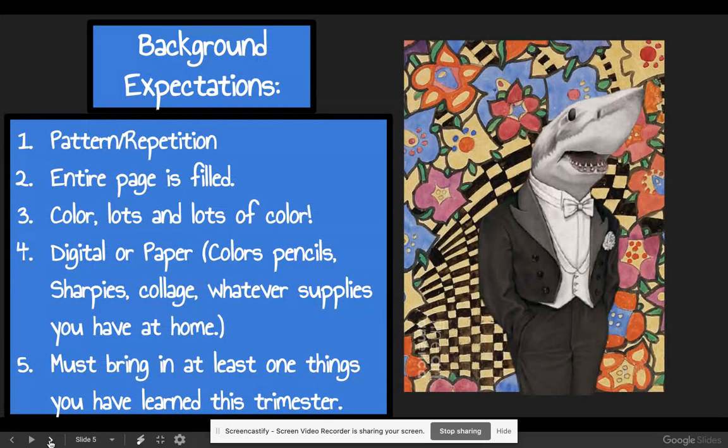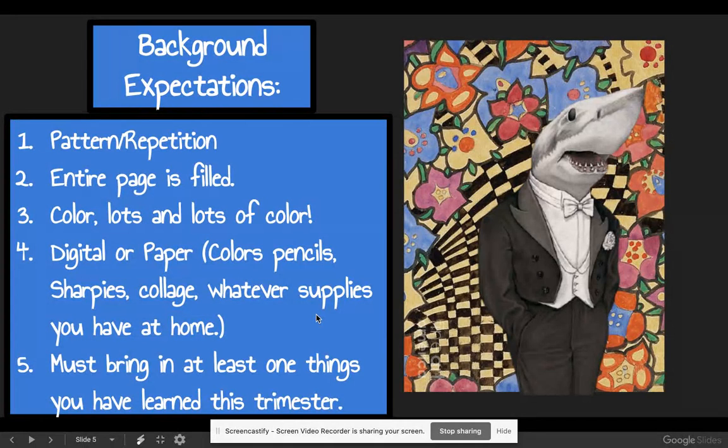Go through here. Your background expectations: pattern and repetition, and it has to fill the entire page. Okay, that's the whole point. It needs to fill the whole page. Also notice how large the dapper animals are, that they fill up a big chunk of the page too, because that's the emphasis. Color, lots and lots and lots of color. It could be digital or paper. It could be any supplies you have at home.